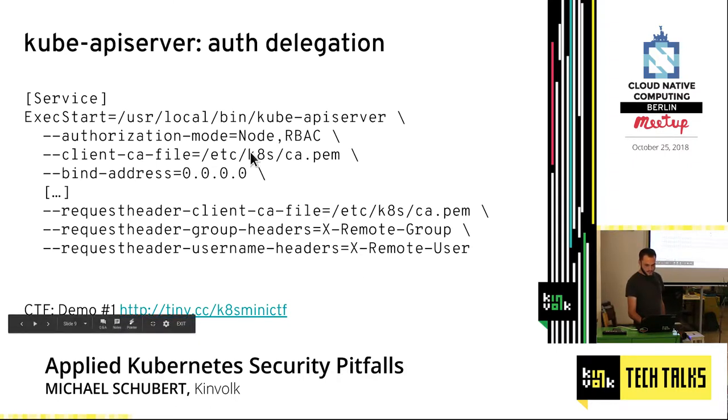The problem is that both the client certificate authority and the authenticating proxy certificate authority is the same. So in this line, we say every user that presents a certificate that is signed by this certificate authority can act on behalf of a different user. And in this line, we see that this is the same certificate authority. So this certificate authority is used for all other requests.